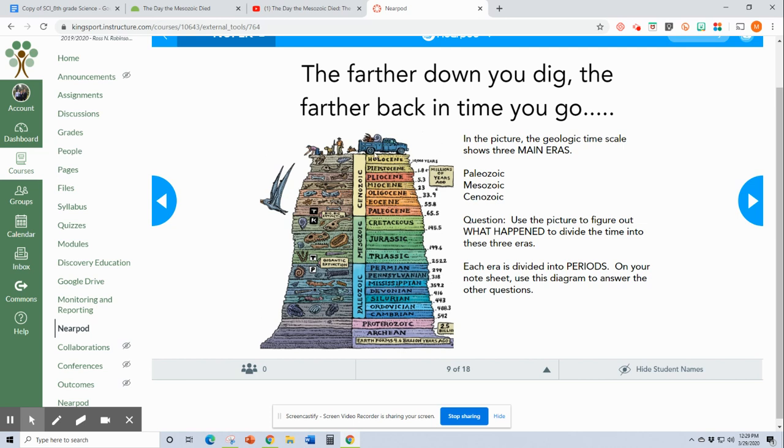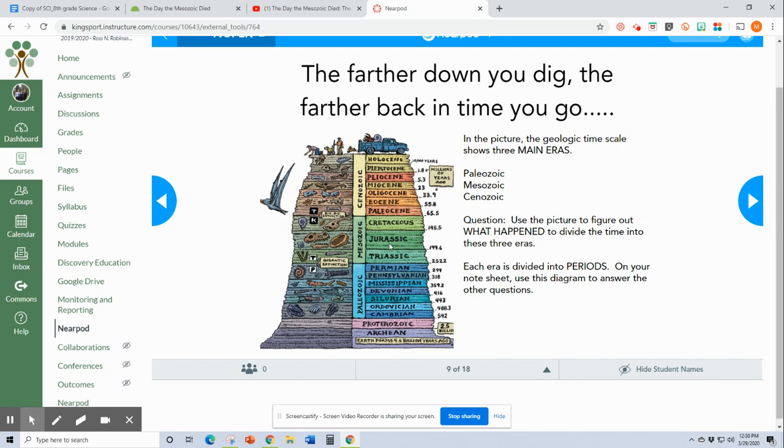Again, by looking at this, I'll point out some things for you. For example, from the Paleozoic to the Mesozoic right here, I notice over here it says gigantic extinction. That's interesting right there. Don't have much information about it yet, but something happened there. And I noticed right here when I went from the Mesozoic to the Cenozoic, oh, look, another big mass extinction of some sort. So I helped you with this question. Use the picture to figure out what happened to divide the time into these three eras.